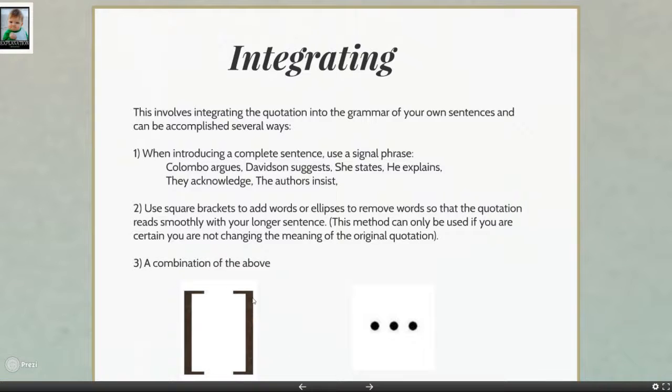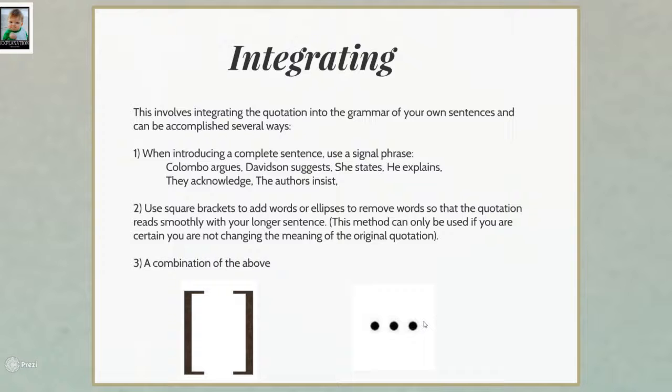This square bracket allows you to add a word to a quote, or even a phrase sometimes, and this ellipses, these 3 dots, allow you to remove a word from a quote. The main thing to keep in mind here is that you only want to use this method if you're certain you're not changing the meaning of the original quotation. So one of the quickest ways to derail the success of your essay and make it not as meaningful, not as successful, is if you misconstrue or misinterpret what the author's saying in the quote. The same holds true here. You don't want to alter the quote so much that you're not staying true to what the author meant.